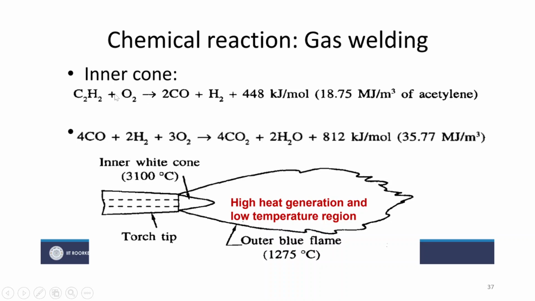The amount of oxygen provided decides what type of flame you will have, carburizing flame or oxidizing flame, etc. Here is what the flame looks like. The inner white cone has a temperature as high as 3100 degrees Celsius, and then you have the outer feather part. It has high heat generation, and the low temperature region has the outer blue flame at 1275 degrees Celsius.